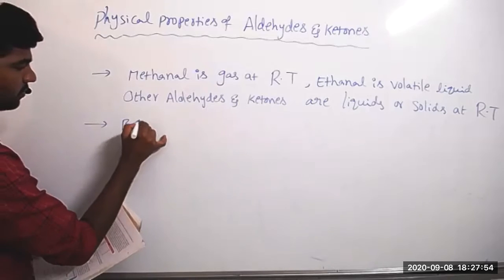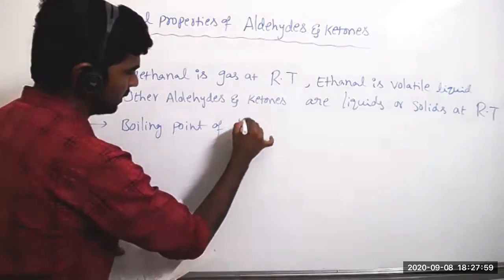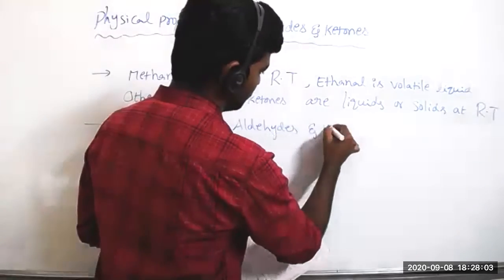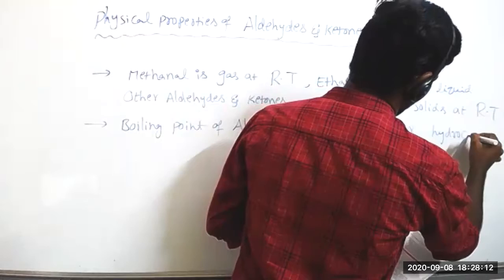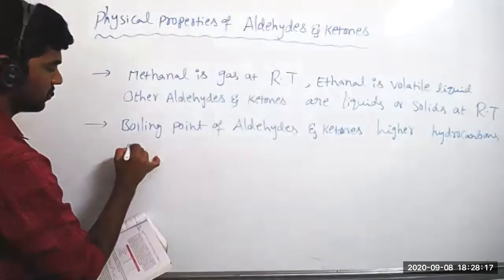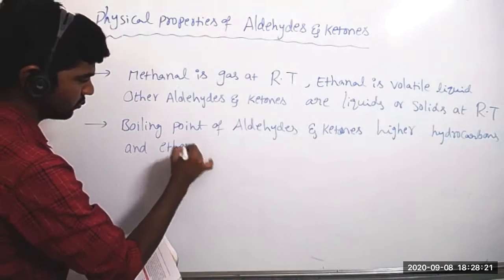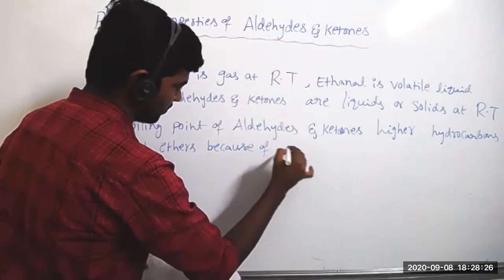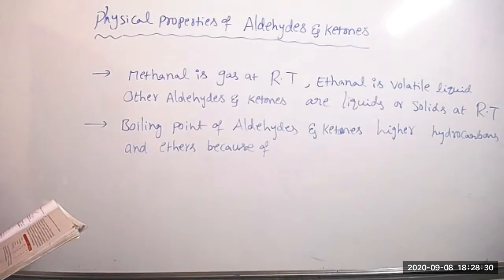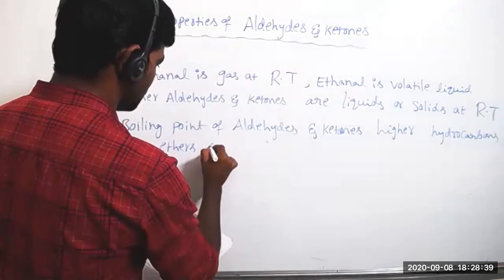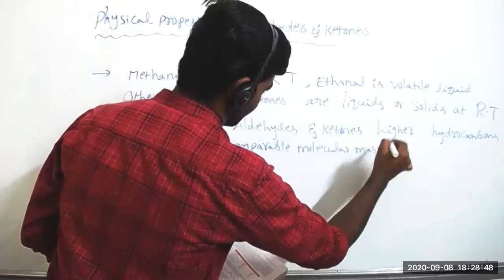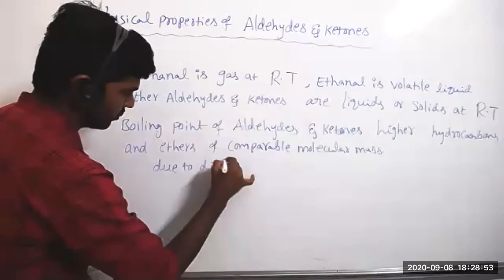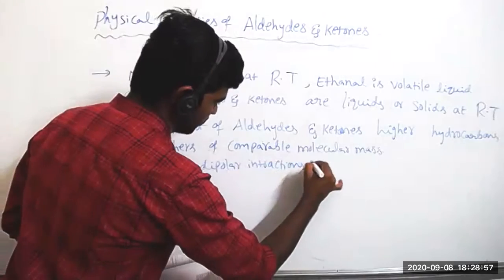Next point, the boiling point of aldehydes and ketones is higher than hydrocarbons and ethers of comparable molecular masses, due to dipolar interactions in aldehydes and ketones.